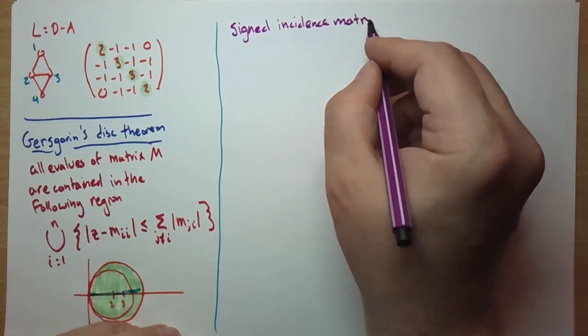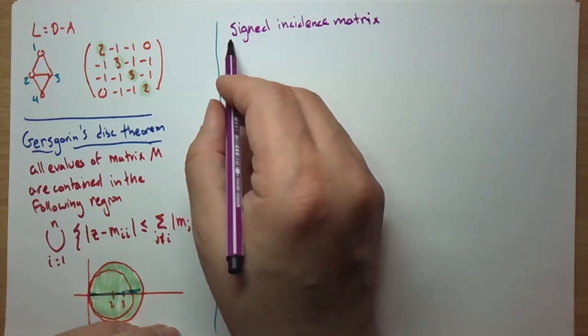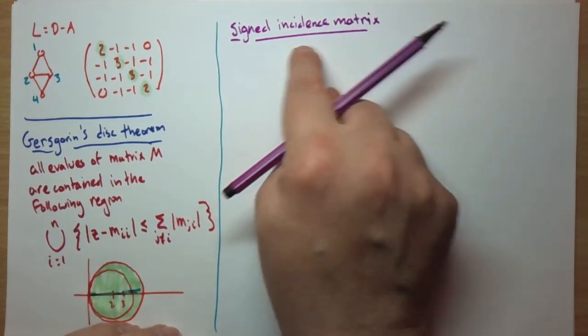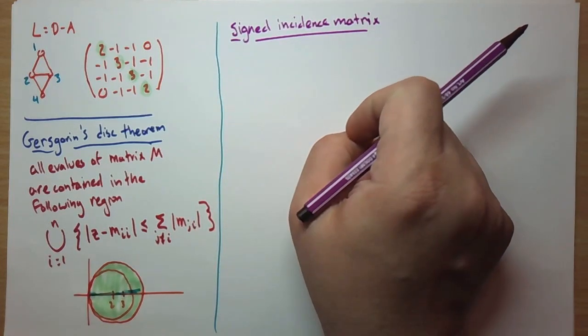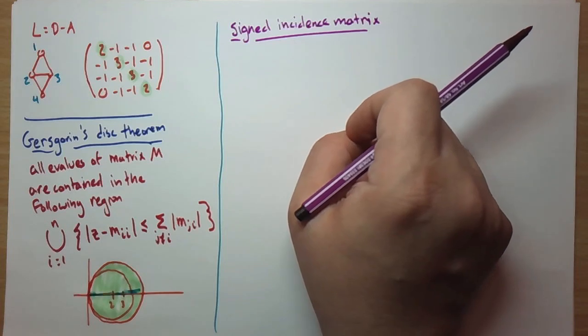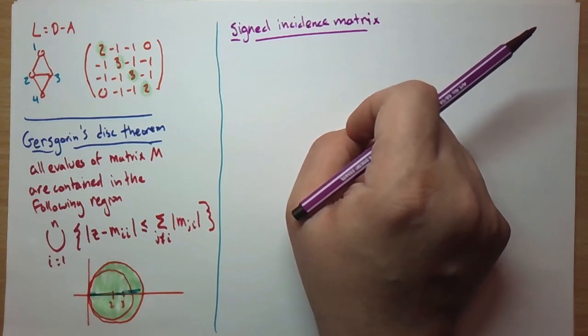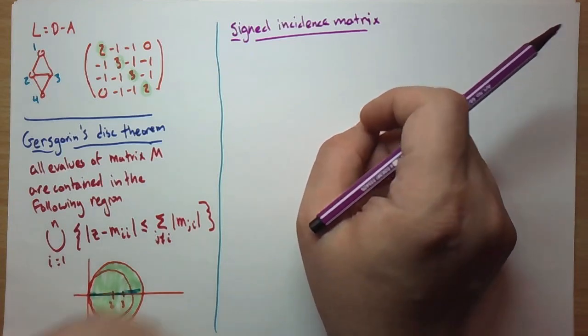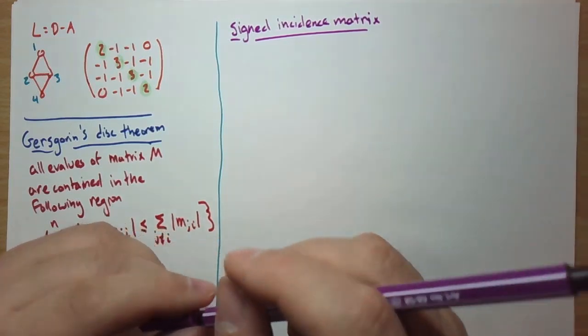Now, we've talked about the incidence matrix before. So let's just remind ourselves, what is the incidence matrix? It shows where vertices are incident to edges. So you have rows represent vertices, columns represent edges, and then you put 1 if this vertex is incident to this edge, 0 otherwise.